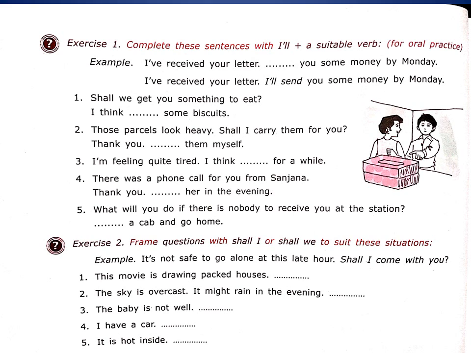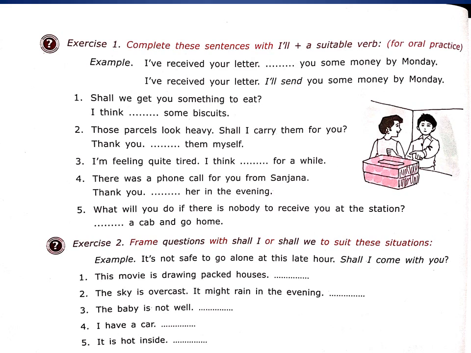Exercise. Complete these sentences with I'll plus a suitable verb for oral practice. You need to do this in your notebook, children. Let's see the example. I have received your letter. Dash you some money by Monday. Right? So there is a verb. The verb is not given. You need to pick it yourselves, everyone. I have received your letter. I'll send you some money by Monday. Right, everyone?